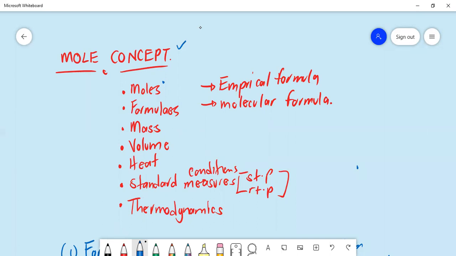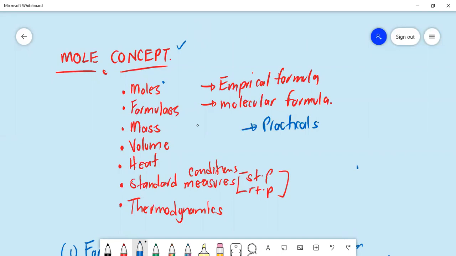So we shall look at also the empirical formula, molecular formula, and thermodynamics. So that is all a bit of mole concept. Mole concept also has the practical bit of it. We had forgotten it here. It has a practical part, so it has its own practicals. Well, we shall go to the lab and analyze all those. We shall see.